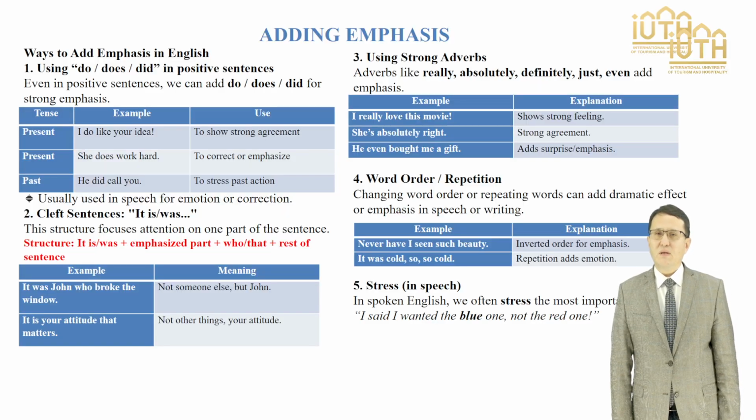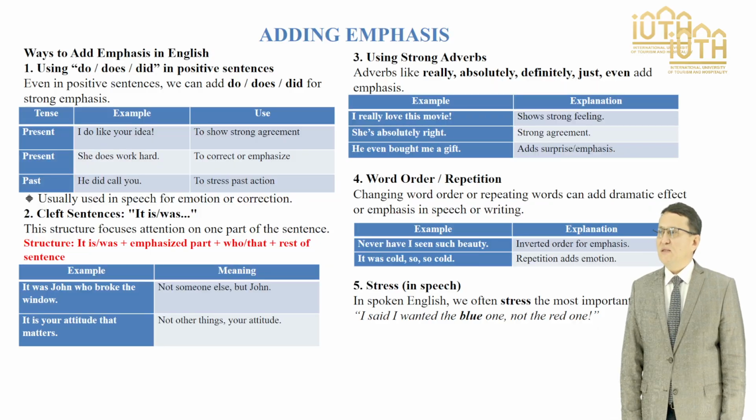Tense example. Use of this grammar material. So in present, for example, I do like, to show your strong idea. So present. Okay, this is a present sentence.